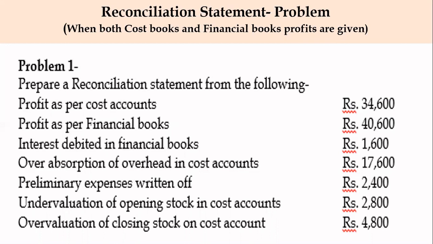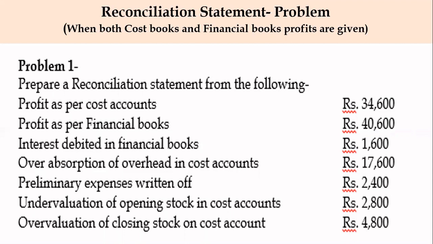So students, I'm going to give you some hints before solving this problem. So here in this problem they have given profits of both the accounts. You can take profit as per cost account as base. As I said in my earlier session, you have to follow some rules which the items are to be added and what items are to be deducted should be carefully done. And if you take profit as per financial accounts as base, the whole format will be reversed. So be careful while taking the profit as base. It is a very important point.